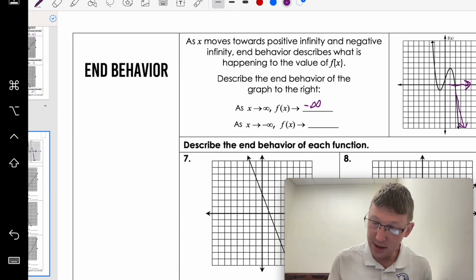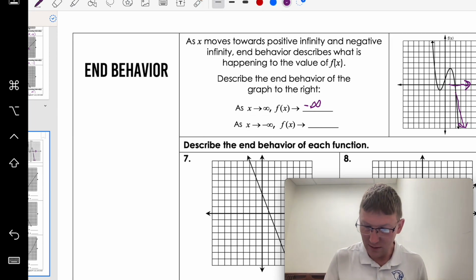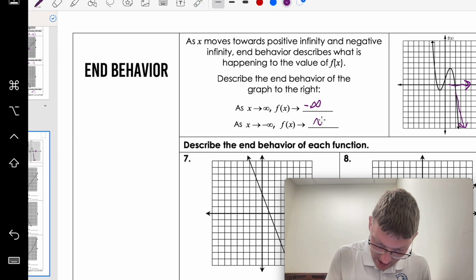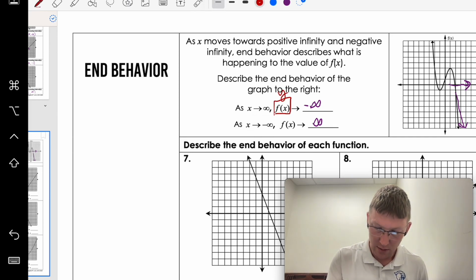So the other side of the equation: as x approaches negative infinity, f of x approaches positive infinity. A couple of things to note. This part right here is basically another version of y.